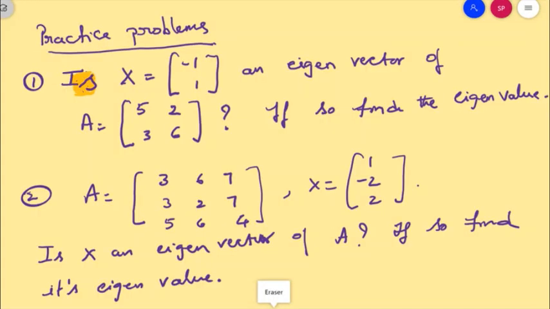Here we are with two practice problems. First one: is x equal to vector [-1, 1] an eigenvector of matrix A equal to [5 2; 3 6]? If so, find the eigenvalue. And the second one: a 3 by 3 matrix A is given and x is equal to [1, -2, 2]. Then is x an eigenvector of A? If so, find its eigenvalue.